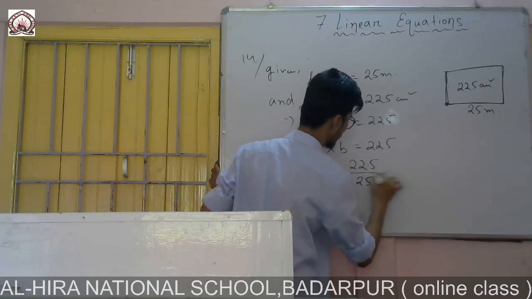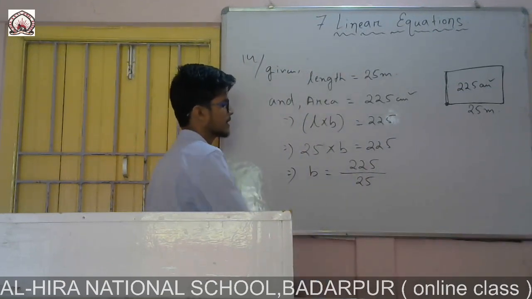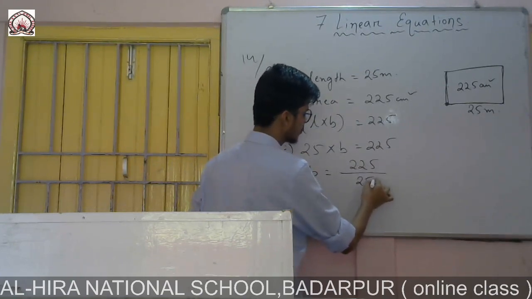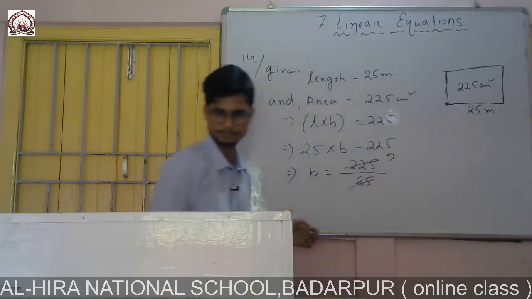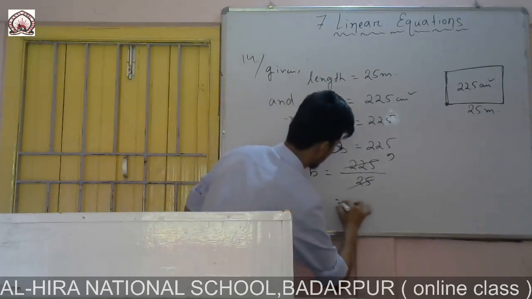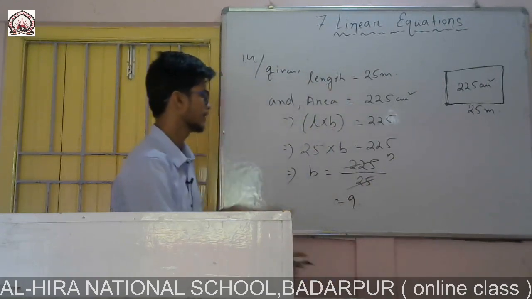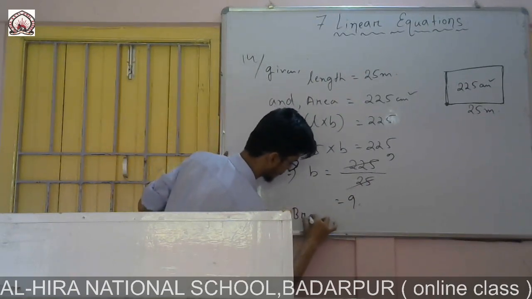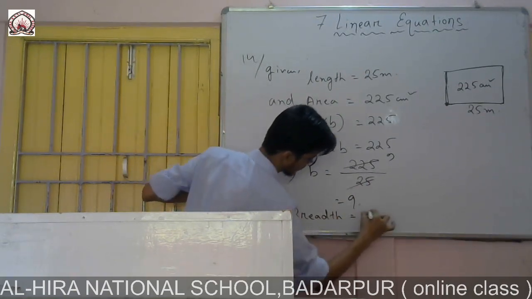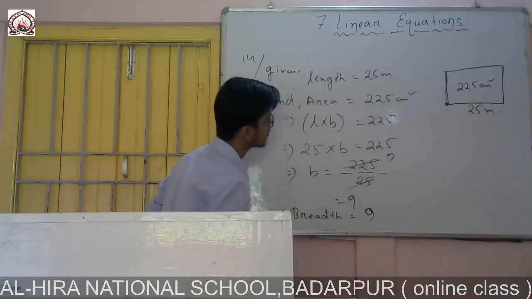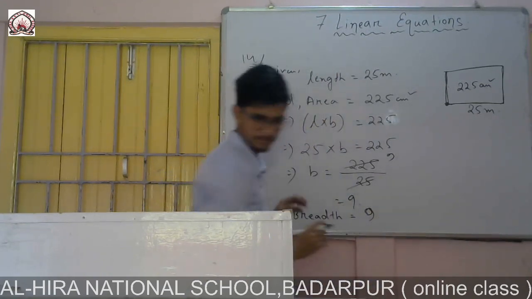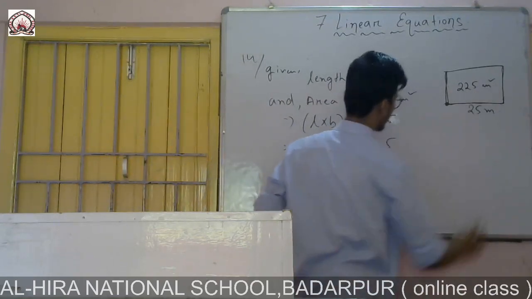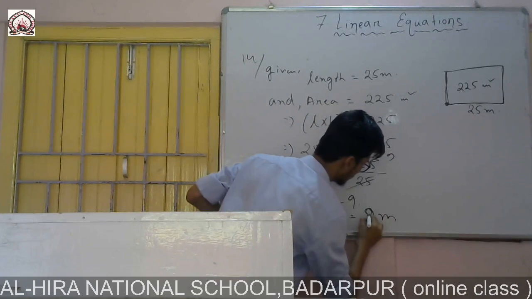225 by 25. So with 25 I can cancel. 25 4s are 100, 8s are 200, and 9s are 225. So the value of b is 9. So breadth also we got, therefore you write breadth equals 9. Sorry, it is meter, not centimeter. Meter square. So breadth is 9 meter.